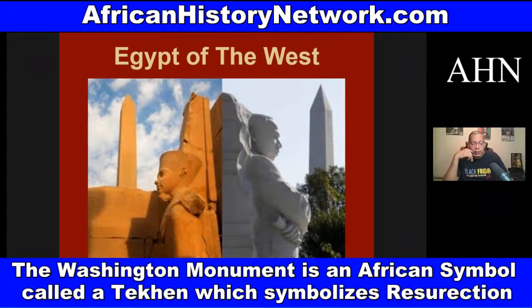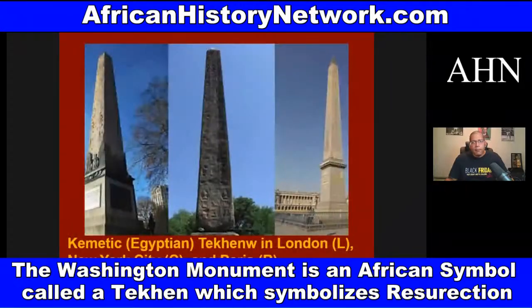And here we see the Tekken, which the Greeks called an obelisk. And we know there are approximately 1,200 Tekkenu, for plural, in ancient Kemet. And this is a symbol of resurrection coming from the mythology of Asar, Aset, and Heru, who the Greeks called Osiris, Isis, and Horus. And the Washington Monument is a Tekken also. Okay. The Washington Monument, we know George Washington was a Freemason. The Washington Monument is a Tekken, it's 555 feet tall.